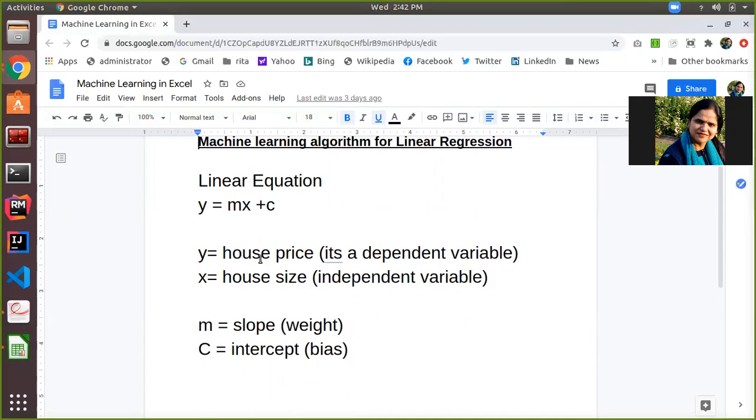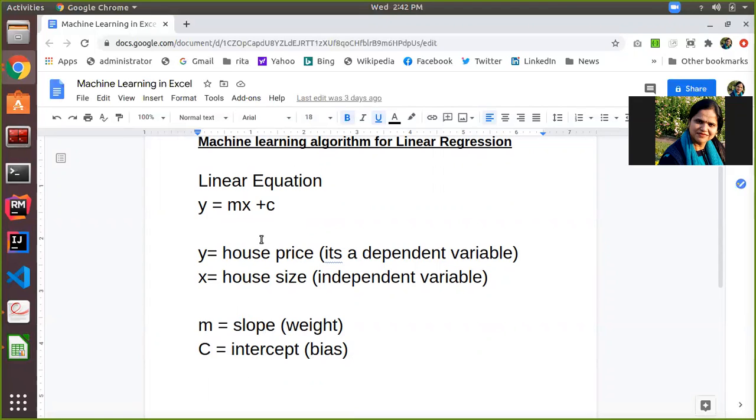Since house price is directly proportional to house size, it can be represented by a straight line equation, y equal to mx plus c. Here m is the slope, and in machine learning we call it weight, and c is the intercept. In machine learning we call c bias. So what is intercept?